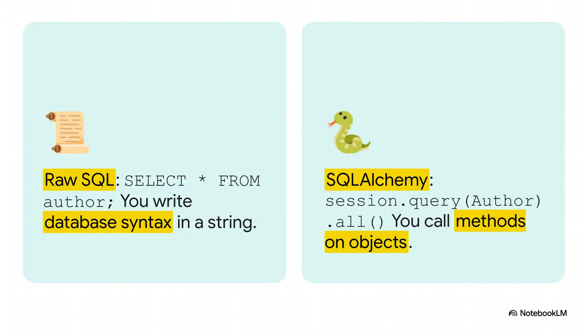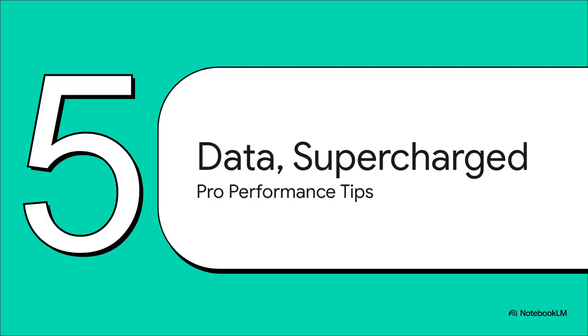And you can see the difference, it's night and day. On the left, you've got this raw SQL query living as a string in your Python. On the right, though, that's just pure Python. We're not writing SQL anymore. We're calling methods on Python objects. It is so much cleaner, it's safer, and it lets you stay in that Python mindset instead of having to switch back and forth. Okay, so we've got it. Our data is structured, our code is Pythonic.